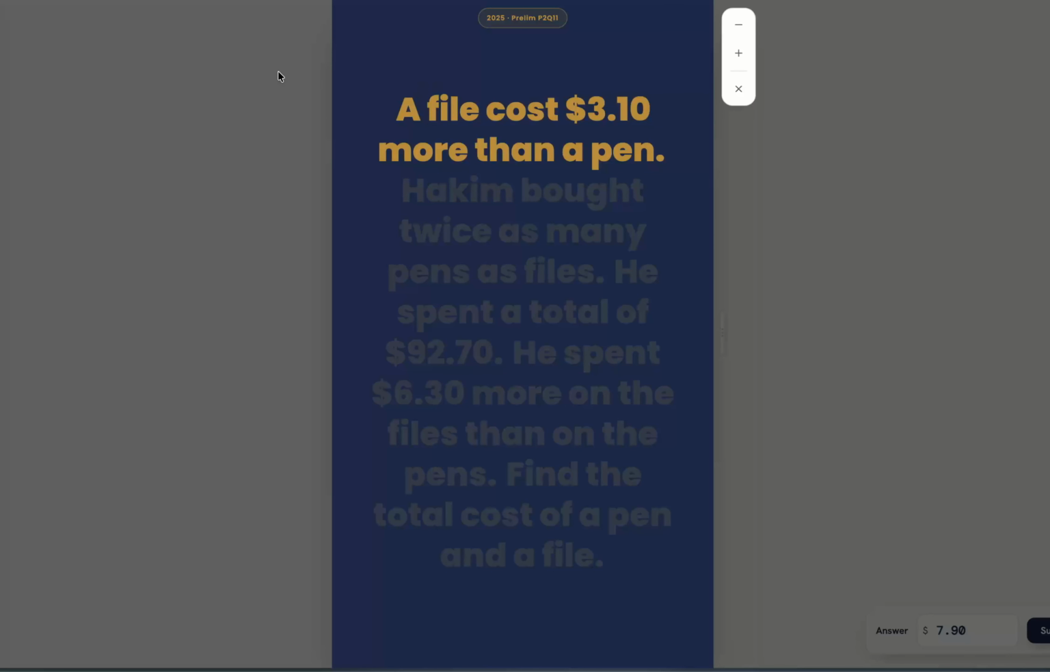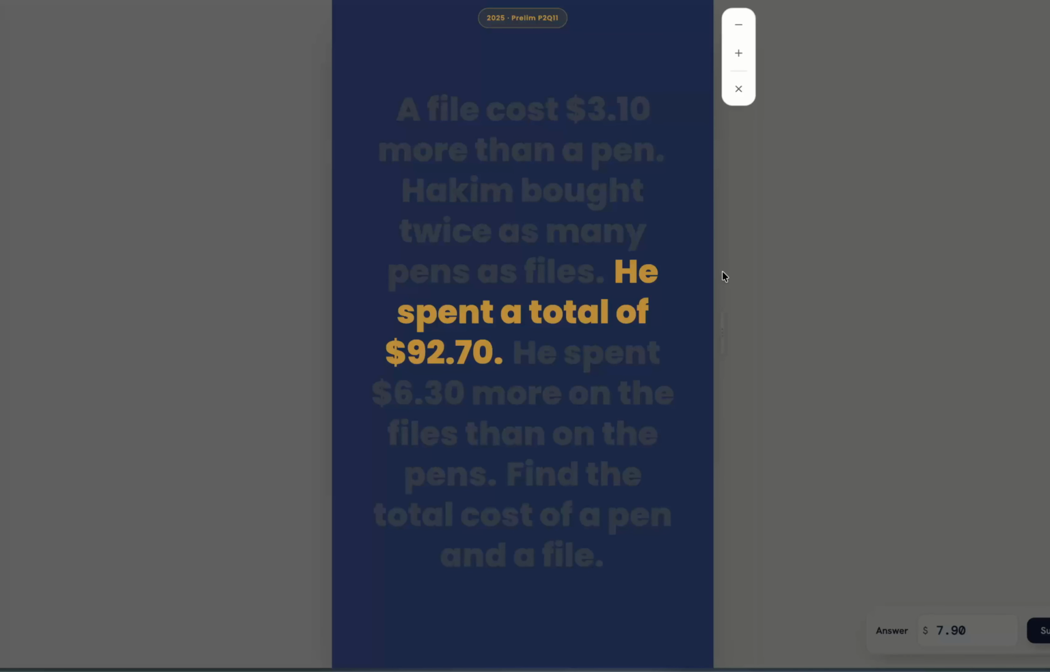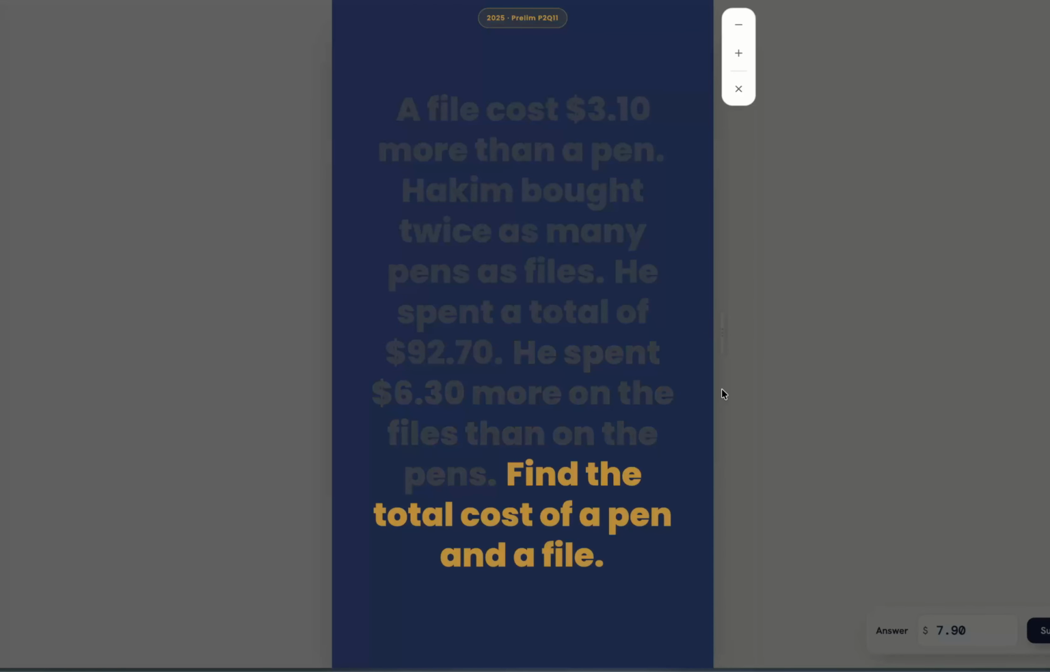Question 11. A file costs $3.10 more than a pen. Hakim bought twice as many pens as files. He spent a total of $92.70. He spent $6.30 more on the files than on the pens. Find the total cost of a pen and a file.